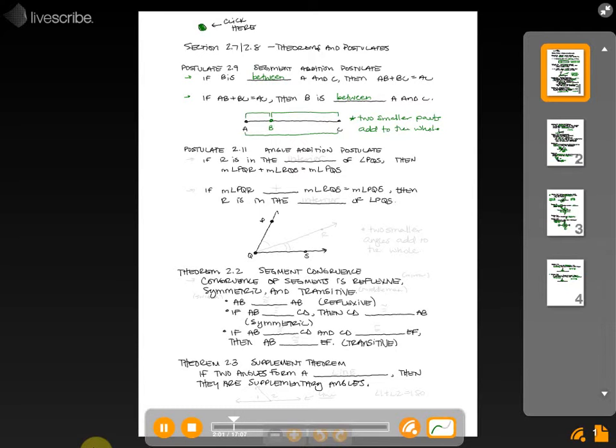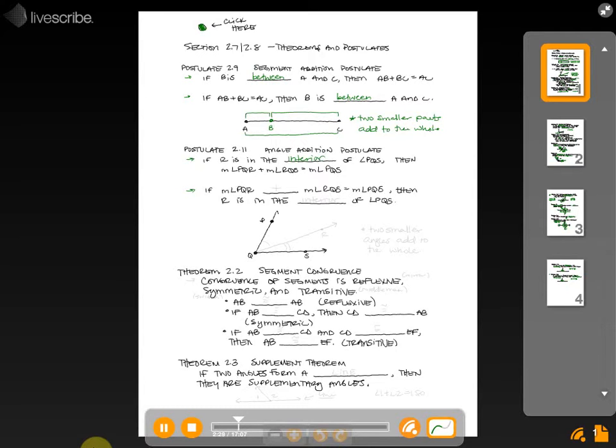Now postulate 2.11 is the same idea. It's another thing we've already talked about. It's the angle addition postulate. Same idea as the segment addition postulate. We're just talking about angles this time. First part of it says if R is in the interior of angle PQS, then the 2 angles it splits it into, the measure of PQR and the measure of RQS, equals the big angle, PQS.